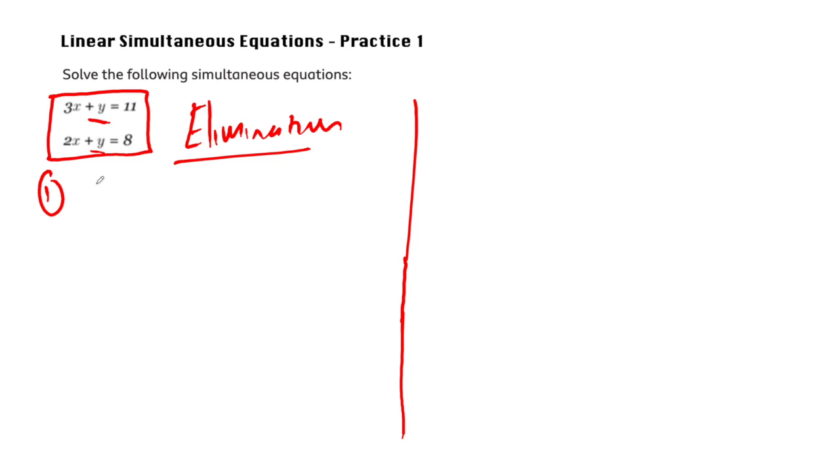So we've got y and y. So if we draw a line under that and do minus, we're going to have 3x minus 2x equals x. y minus y equals no y's.